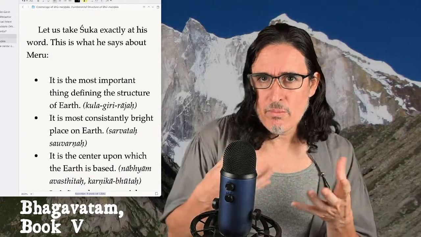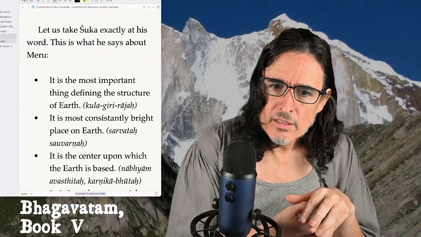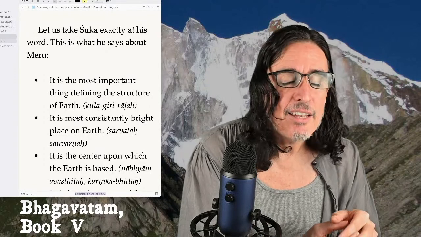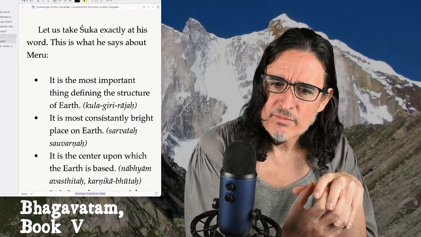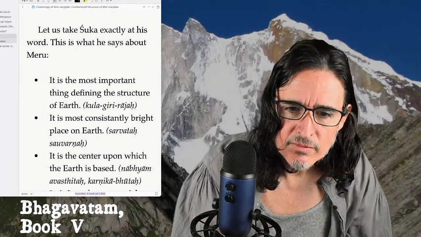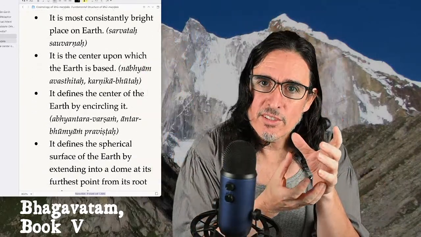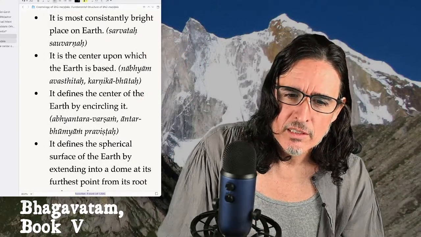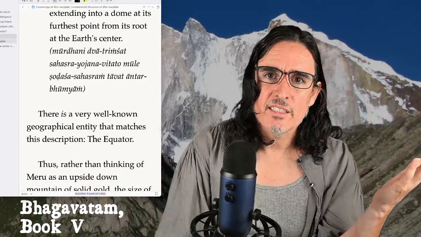Let's look at this again. The equator is the most important thing defining the structure of the earth. The center of the earth is what made the earth. It is the most consistently bright place on earth. And also, the center of the earth is completely metallic. The earth is based on it. All the coordinates, all the circles, all the globe, everything is based around it. It defines the center of the earth, and it also defines the radius and circumference of the earth. You can just learn geometry. 2 pi r. There you go. It is not crazy in the least.